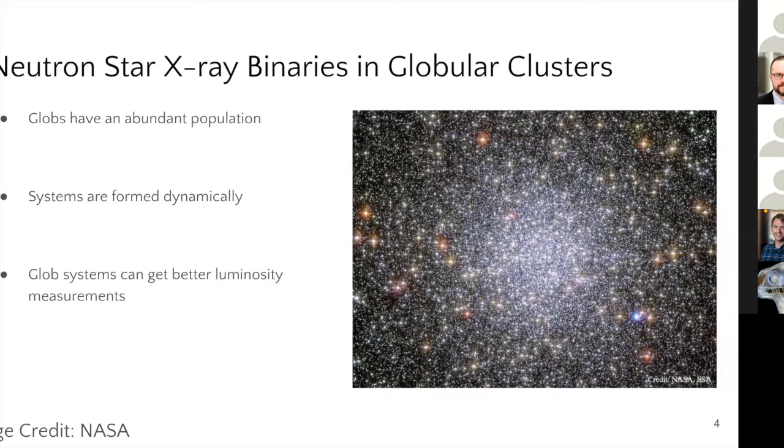Also, for neutron stars in globular clusters, we can get better luminosity measurements. Milky Way globular cluster properties have been studied extensively, and we know a lot about their properties, including their distances. Since we know their distances, we can get accurate luminosity measurements compared to those neutron stars in the field, which is very important for the work that I do.